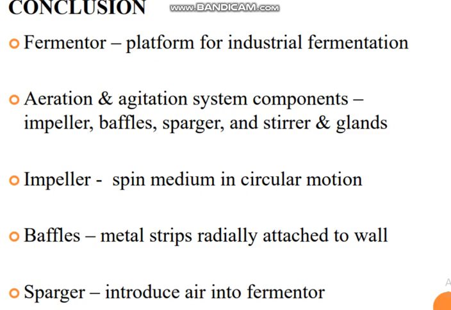So basically all these are the equipments which are used in the fermenter, and mostly here we are talking about industrial fermentation, because in industrial fermentation we have to use a large amount of media. So that's why all these things are required to maintain the atmospheric conditions inside the vessels, to mix the media properly, to provide the proper aeration inside the vessel, etc. Hope you understood about today's presentation.